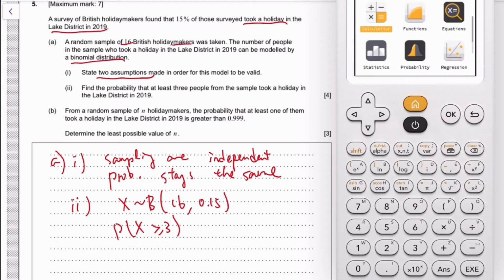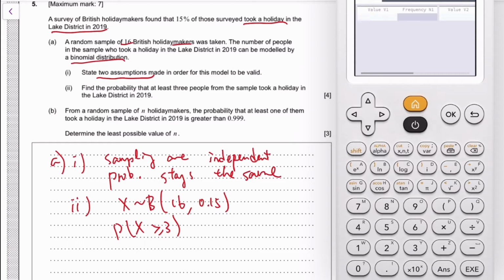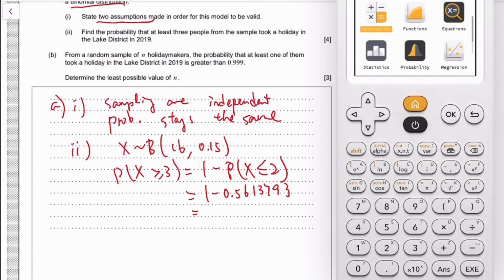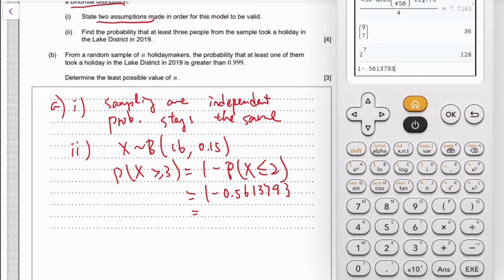So again, that's GDC time. Binomial, number of trials, 16. Success probability, 0.15. I want it to be bigger than or equal to 3. My calculator cannot do upper bound, lower bound, that kind of thing. But it's okay. 1 minus is not too bad. So, what's that? Okay. Well, I should give 3 sig fig, 0.44.